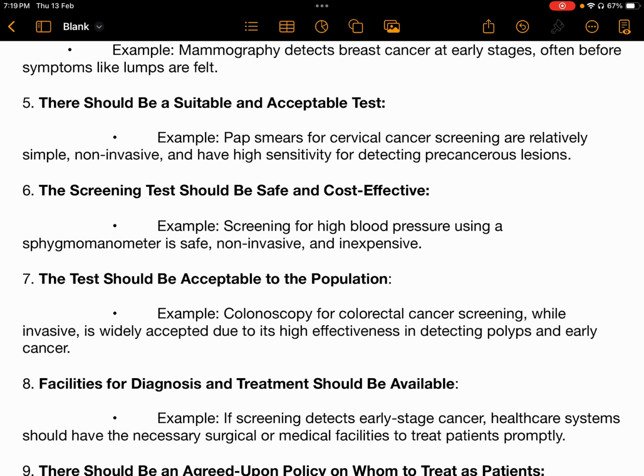The test should be safe, cause minimal harm, and be affordable. It should not expose individuals to unnecessary risks such as radiation or invasive procedures unless the benefit significantly outweighs the risk. Example: screening for high blood pressure using a simple sphygmomanometer is safe, non-invasive, and inexpensive.